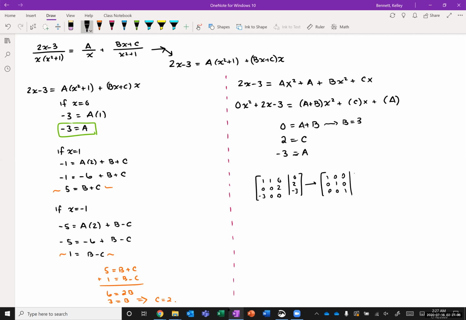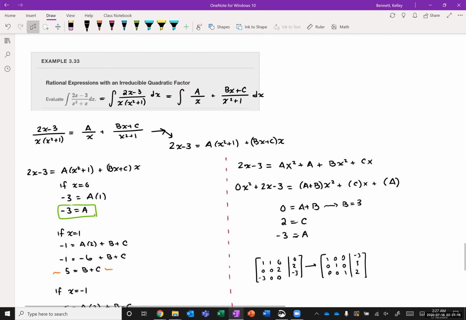Cool. So now we're ready to integrate. I'm going to grab our original expression here, and then I'm just going to fill in a, b, and c. So copy that.